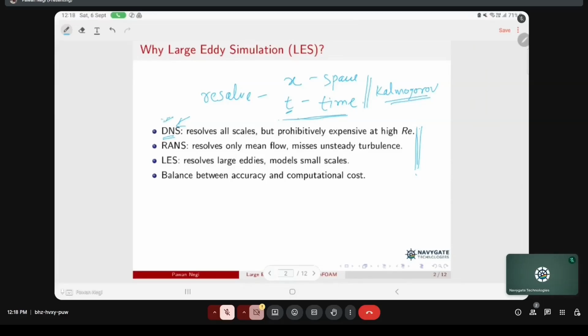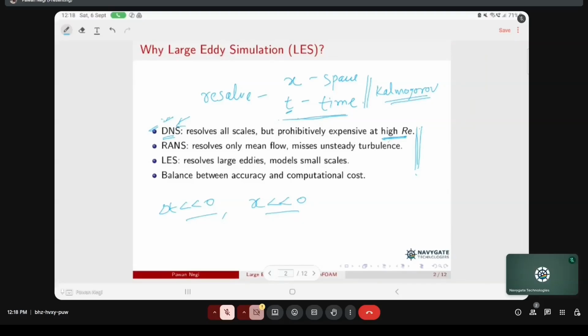But these are very expensive. So for high Reynolds number, as written here, it is prohibitively expensive. That means the solver becomes very stiff, the time steps become very small, and the resolution that is required at each and every point in space is also very small. Therefore, the overall simulation becomes very heavy, and usually this kind of simulation is not preferred unless you want to do something very simple like a flow past a circular cylinder.